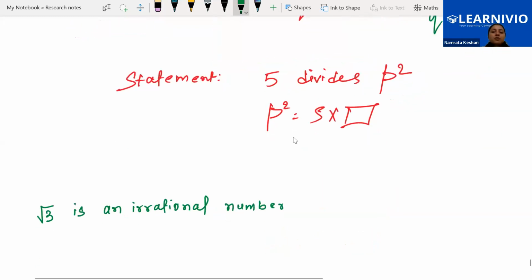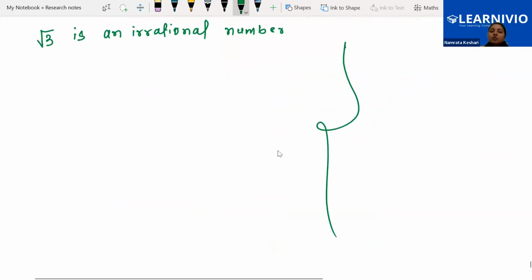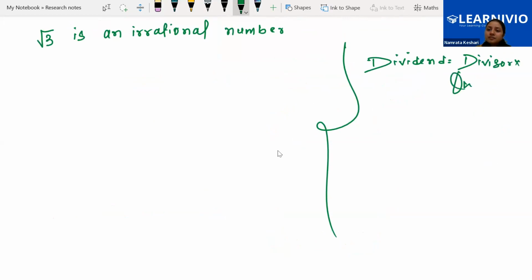If 5 divides p square, 5 can divide p square completely. Remainder is 0. What was the rule? The rule was dividend is equal to divisor into quotient plus remainder. Right? What is dividend? What is divisor? This is how we are having.